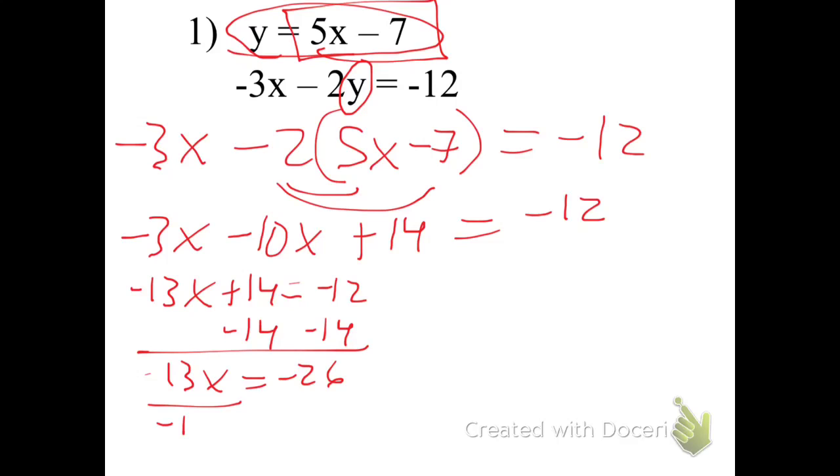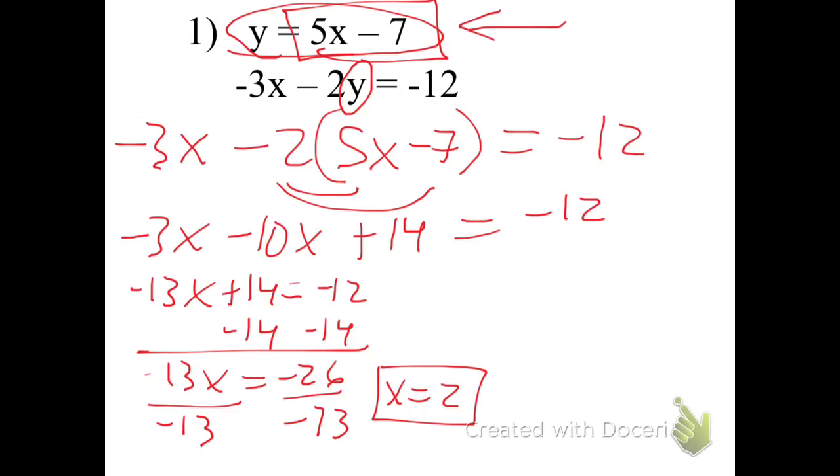So now we just need to get rid of that negative 13 in front of x. And we are at x equals 2, because negative 26 divided by negative 13 is going to be positive 2. We're going to take this part now, and I'm going to plug it into this top equation right there. Where x used to be, I'm going to put 2, because that's what x is. So, instead of x, I'm going to put 2 in parentheses.